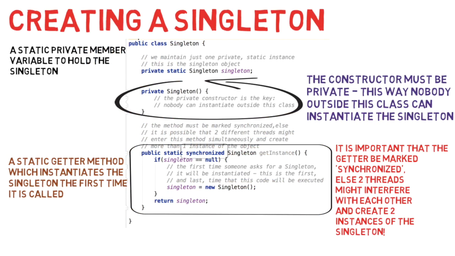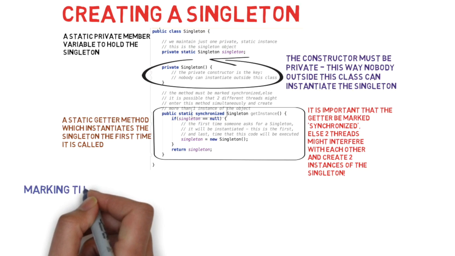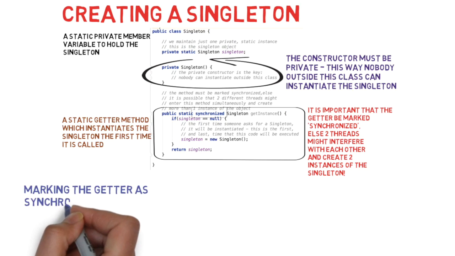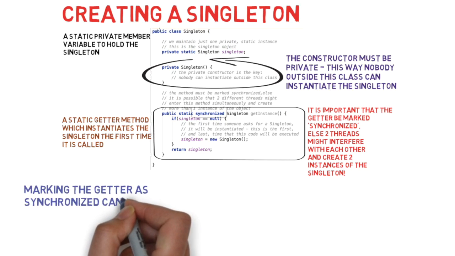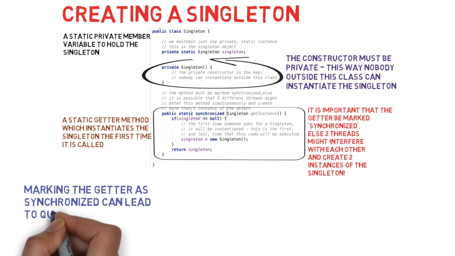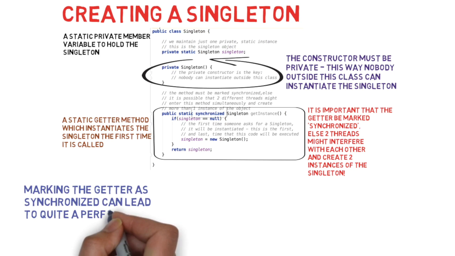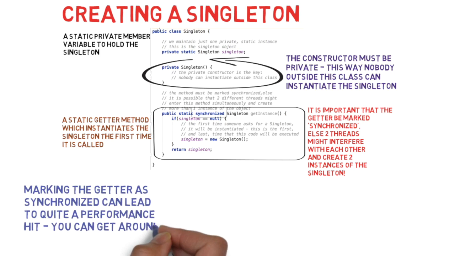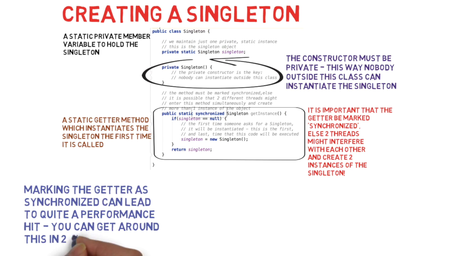Here is the code we had ended with in the last class. Let's take it from here. Now, if you've done any thread-based programming and used synchronized, you'd know that marking the getter as synchronized can lead to quite a performance hit. Having a getter as synchronized means that every thread has to wait before it can get an instance of the singleton, even if the singleton has already been created.